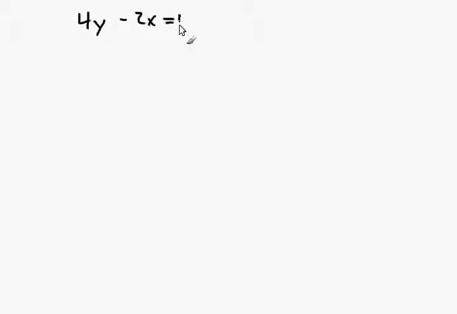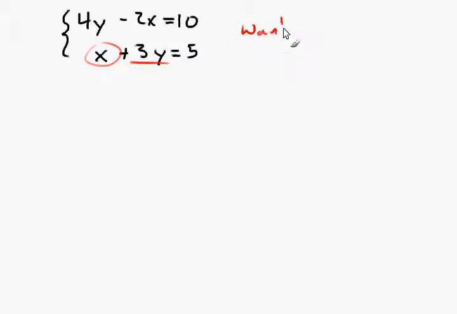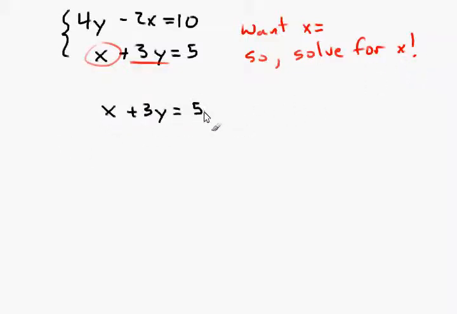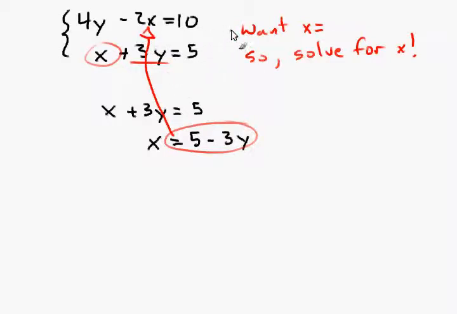4y minus 2x is equal to 10, and x plus 3y is equal to 5. Wow, this is really close, huh? We've got just x to the first power, but this 3y is getting in the way. We want, say, x is equal to, and then we could use substitution. So we'll solve for x. If x plus 3y is equal to 5, then that means that x is equal to 5 minus 3y. Then we can take this and substitute it into our first equation, not the second equation. Always want to be using both equations, otherwise you don't get a solution.